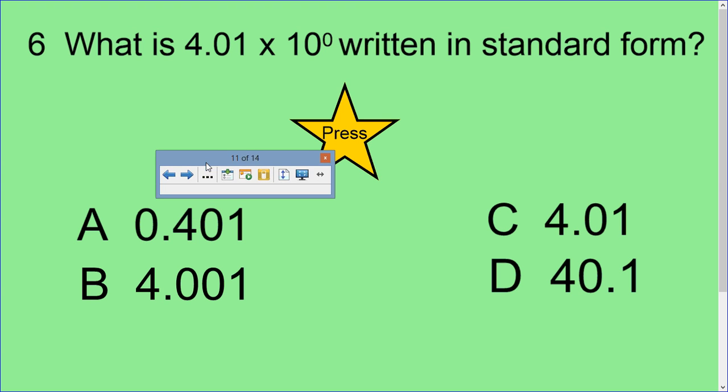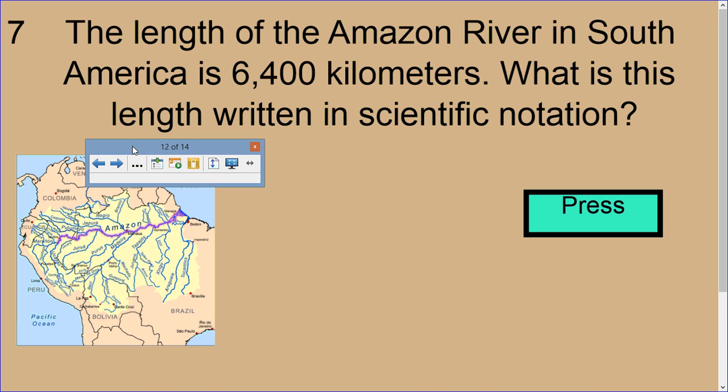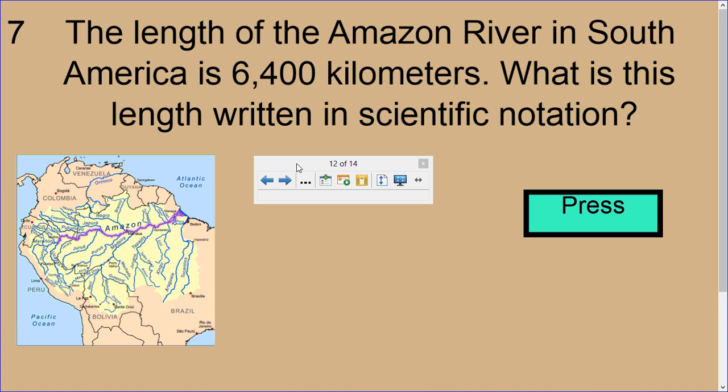Here's another question that I think is pretty good. What is 4.01 times 10 to the 0 written in standard form again? Here's a nice question about the Amazon River. So change that to scientific notation.